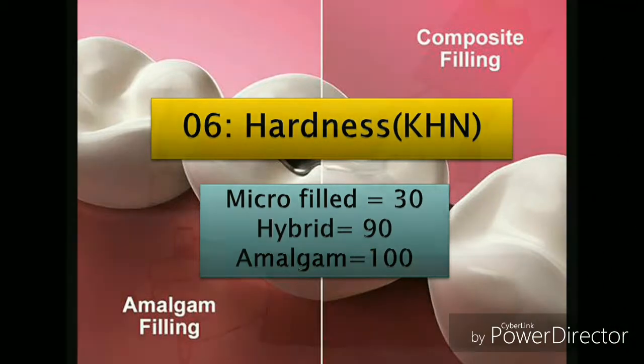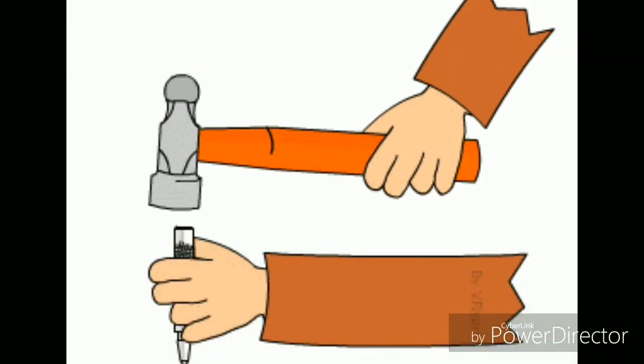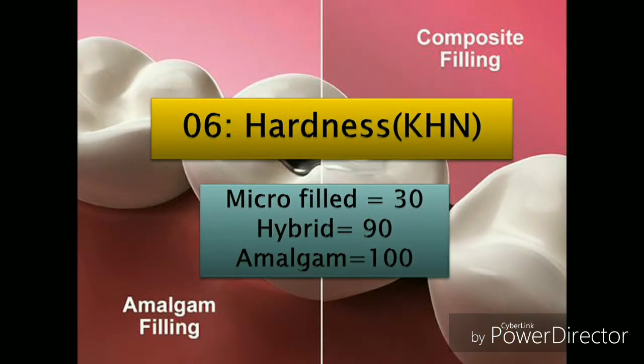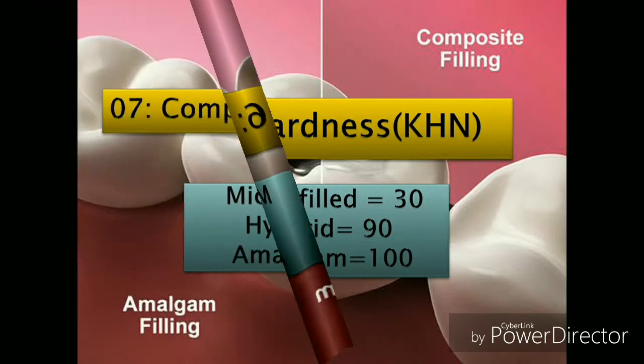Comparing the property of hardness, which is the resistance of a material to indentation or scratching, the Knoop hardness number of microfilled and hybrid composite is 30 and 90, whereas that of dental amalgam is 100, which clearly shows that amalgam is harder than both of the two types of dental composites.